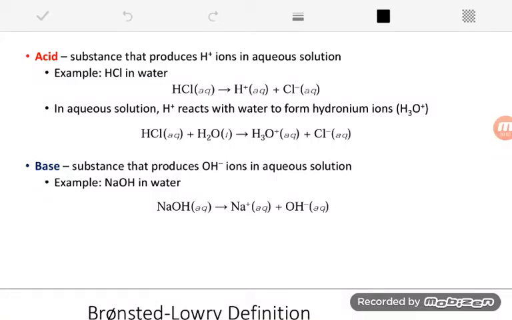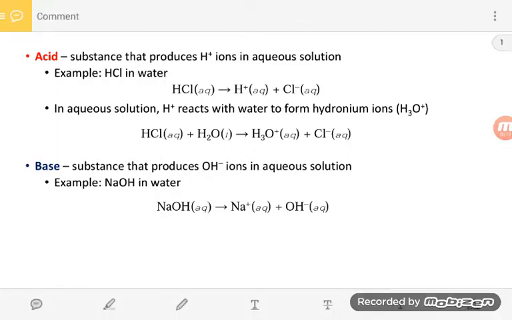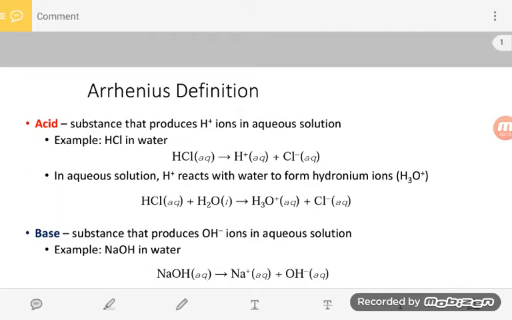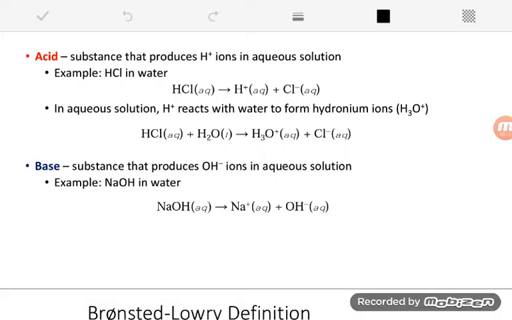Right now we're going to focus on how to identify acids and bases. There are three primary definitions for what constitutes an acid or a base. The first one is what's called the Arrhenius definition. So you can see Arrhenius definition right here. The second one is Bronsted-Lowry, and we're going to talk about that next. And the third one is what's called the Lewis definition. We're going to save the Lewis definition for another video.